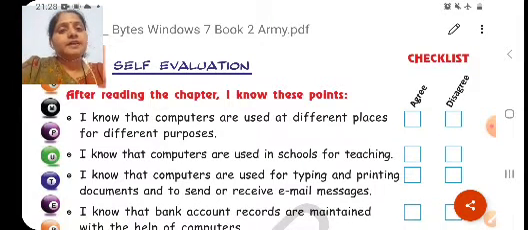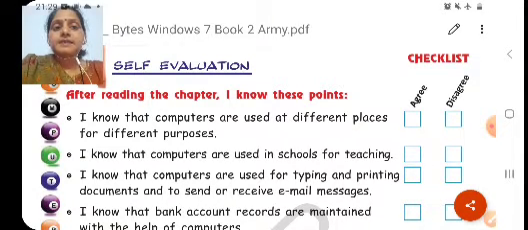Then children, we have completed the chapter, and I hope you have understood all about the chapter. So let us do self evaluation. So children, as we know, we have studied and understood some of the points from the chapter. So let us check how much we have understood from the chapter. So after reading the chapter, I know these points. I know that computers are used at different places for different purposes.